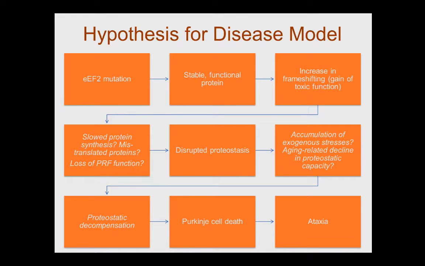So the model that he came up with is that this mutation makes a protein that apparently works well. I mean, it's stable, it has a function, but over the life of the individual with the mutation, there's an increase in frame shifting with gain of toxic function, resulting in slowing of protein synthesis, perhaps mistranslation or loss of this frame shift function. So basically proteostasis is disrupted, with accumulation of lots of garbage within cells, and then eventually leading to Purkinje cell death and ataxia.